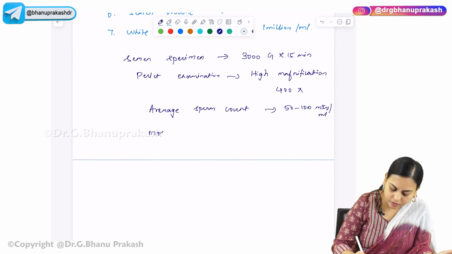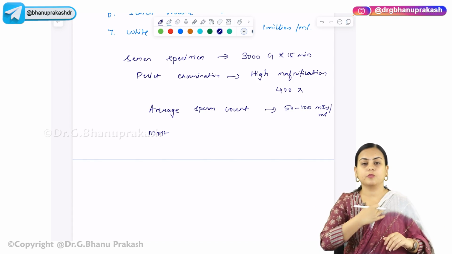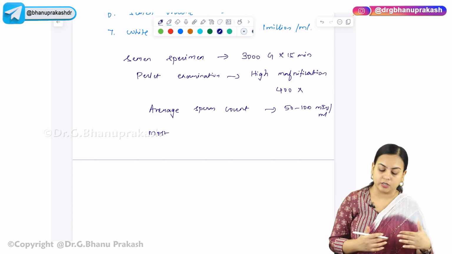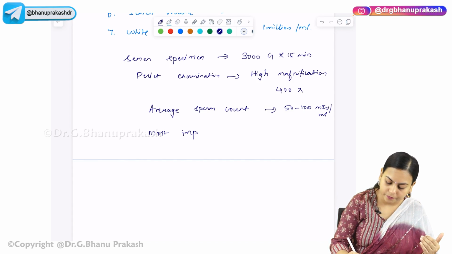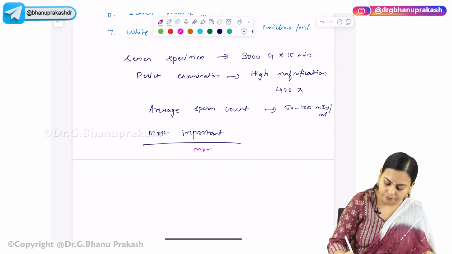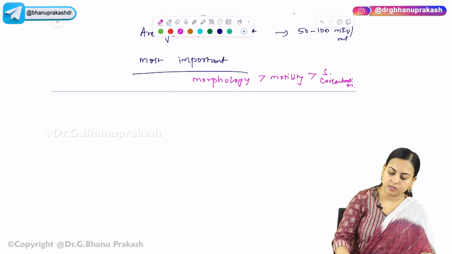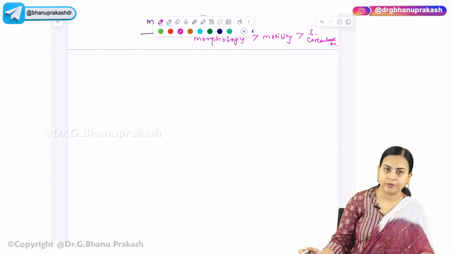And then if you ask me, ma'am, we have discussed so many parameters, which is the most important parameter that will be taken into consideration? The most important parameter is going to be morphology first, followed by motility, and then the sperm concentration. Clear? So this is the most important criteria we have to look at.